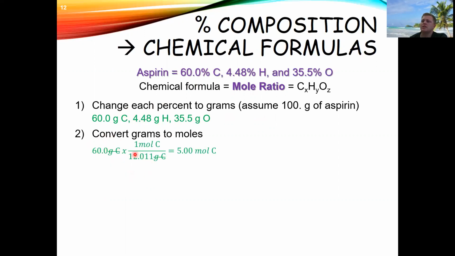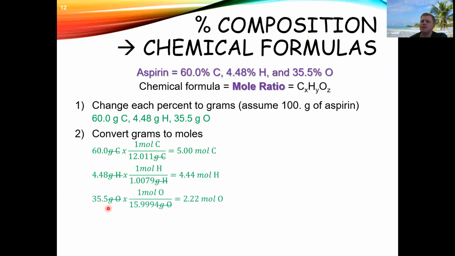So we'll take this 60 grams of carbon, divide by the molecular weight of carbon, which is 12.011 grams, and that gives us 5 moles of carbon. We're then going to do the same with the hydrogen. Take that 4.48 grams of hydrogen, divide by the atomic weight of hydrogen to find 4.44 moles of hydrogen. And the last thing we're going to do is that with the oxygen. We're going to take the 35.5 grams of oxygen, divide it by the atomic weight of oxygen to find 2.22 moles of oxygen.